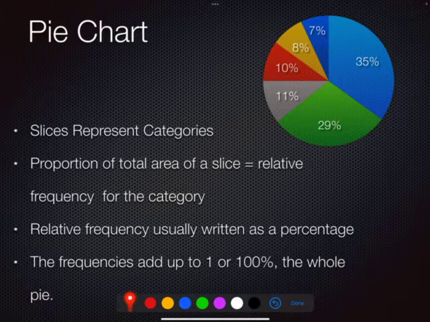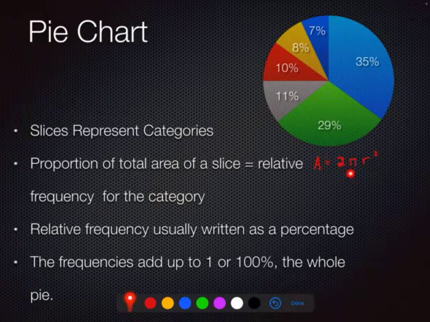The proportion of the total area of one of these slices is equal to the relative frequency of the category. What that means is, if you take a circle, the area of a circle is given to us by 2 pi r squared. Depending on how big our circle is, we can come up with the total area. And then when we try to figure out how big one of these slices should be, let's use this blue one here, the lighter blue.